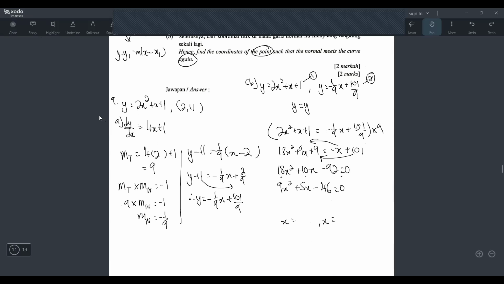So what is your A? 9. What is your B? 5. What is your C? -46. So I hope you know how to press. The calculator gives me 2 and -23 over 9. So the first answer is 2. The other answer is -23 over 9.